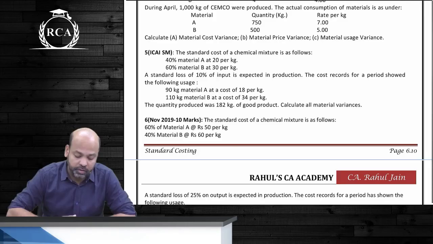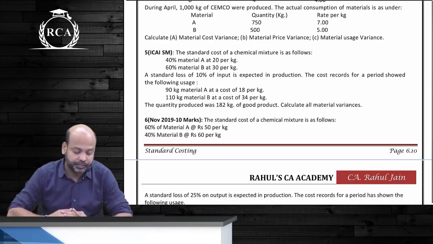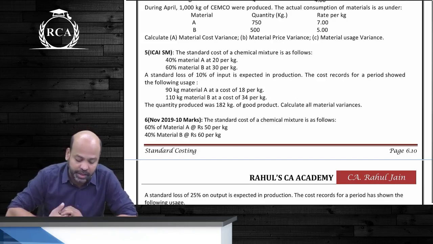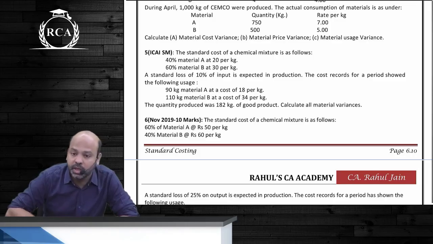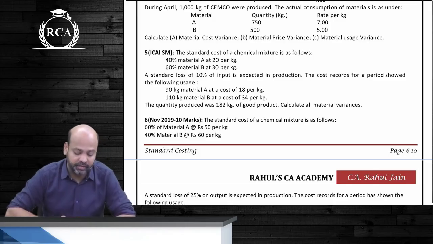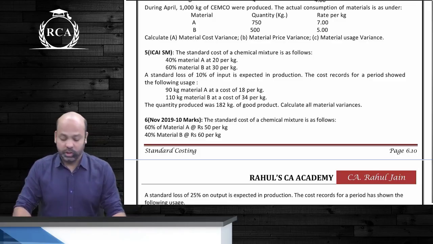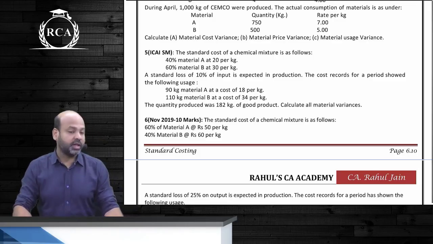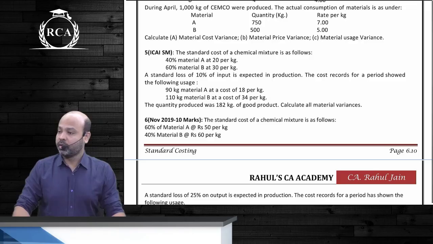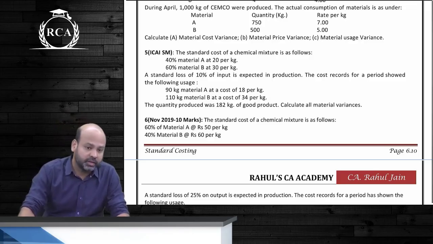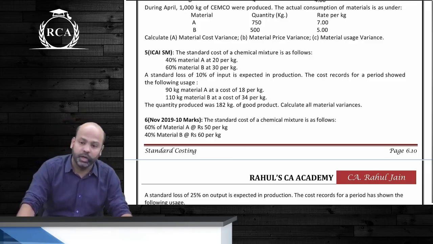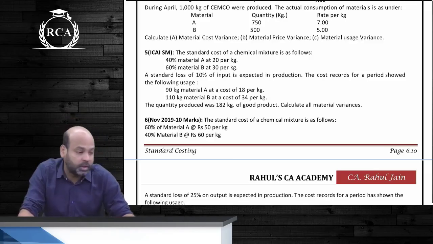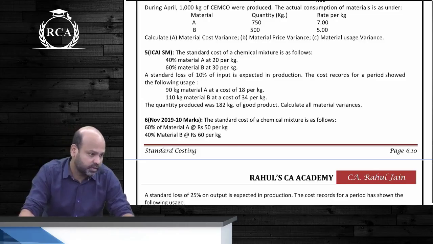The cost records for a period showed the following usage. 90 kgs of raw material A was used, that is actual quantity of A. Actual quantity of raw material B, beta, is 110 kgs. Actual prices of both the raw materials are given, 18 and 34. Actual output manufactured, guys, is 182 kgs. The first thing that you will have to compute, beta, is standard quantity for actual output. Once you get it, guys, you will be able to arrive at all the variances.